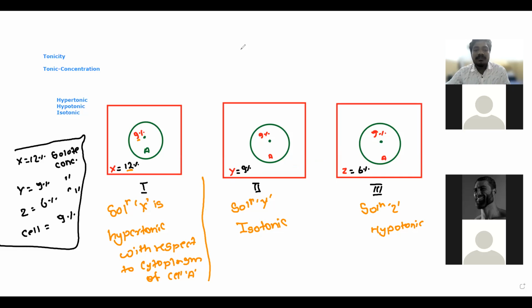So what will happen if I keep a cell in a hypertonic solution? Then water will move out of the cell. Water will come out of the cell. This type of osmosis is called exoosmosis.